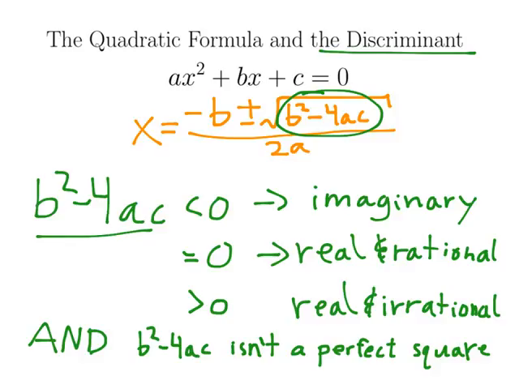This is the requirement. It also has to be true that b squared minus 4ac isn't a perfect square. Because if you had something like the square root of 9, then you'd get a 3, which is a rational number. So in order to get an irrational number, not only does b squared minus 4ac have to be greater than 0, but also it can't be a perfect square.